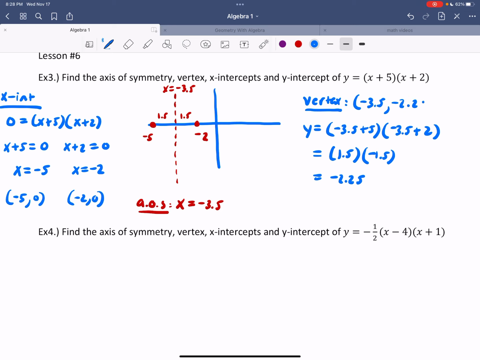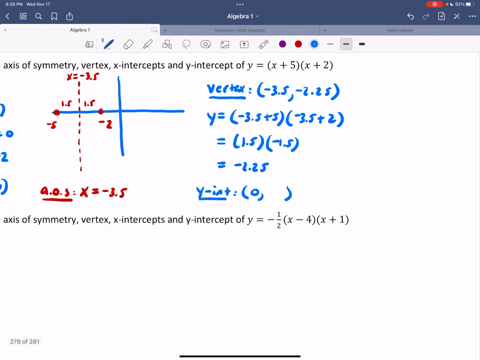It's negative 2.25. Now don't panic because it's decimals. Those are easy decimals to work with. 0.25, 0.5. Those are easy decimals that should make us pretty comfortable. So the only thing we haven't found yet is the y-intercept. And to do that, we plug a 0 in for x and see what we get for y. So let me come over here and do that. We have y equals 0 plus 5 times 0 plus 2, which equals 5 times 2, which obviously equals 10. So there's your y-intercept, 10. So don't panic if you have a decimal. It's nothing to worry about.